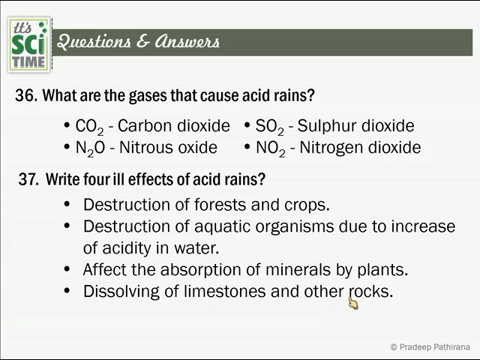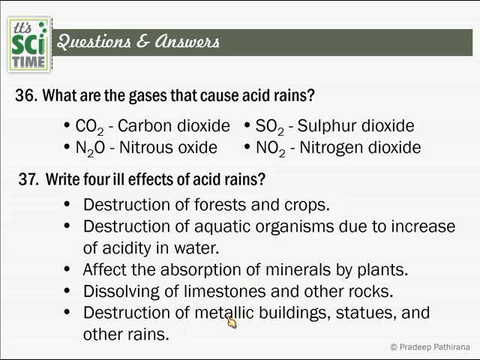Dissolving limestones and other rocks. Sometimes limestone related buildings or some things also can be destroyed. Especially you know that Taj Mahal is made of a variety of limestone. There is a threat of acid rains on that building. Destruction of metallic buildings and statues, mainly those are the things, and other ruins. Right, now let's move on to the next.